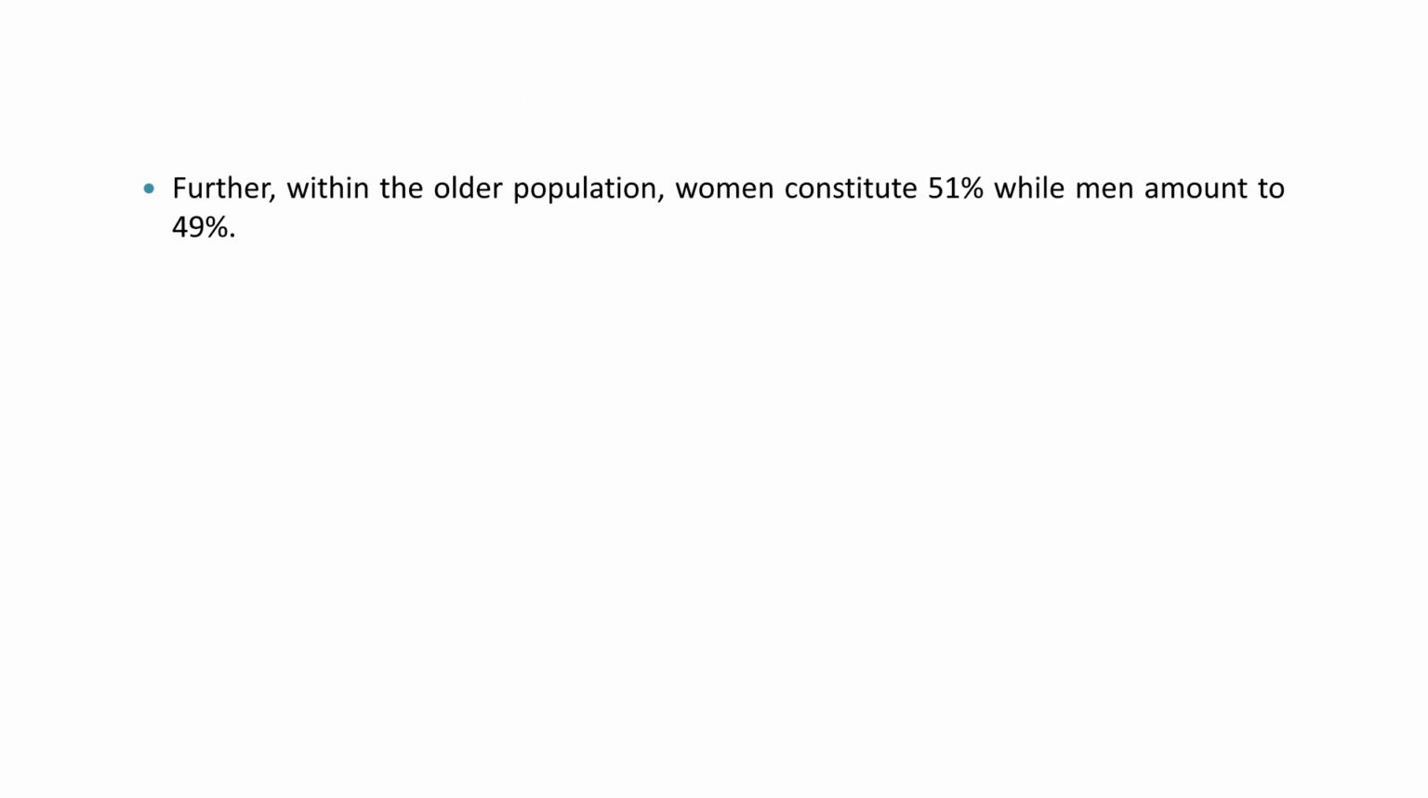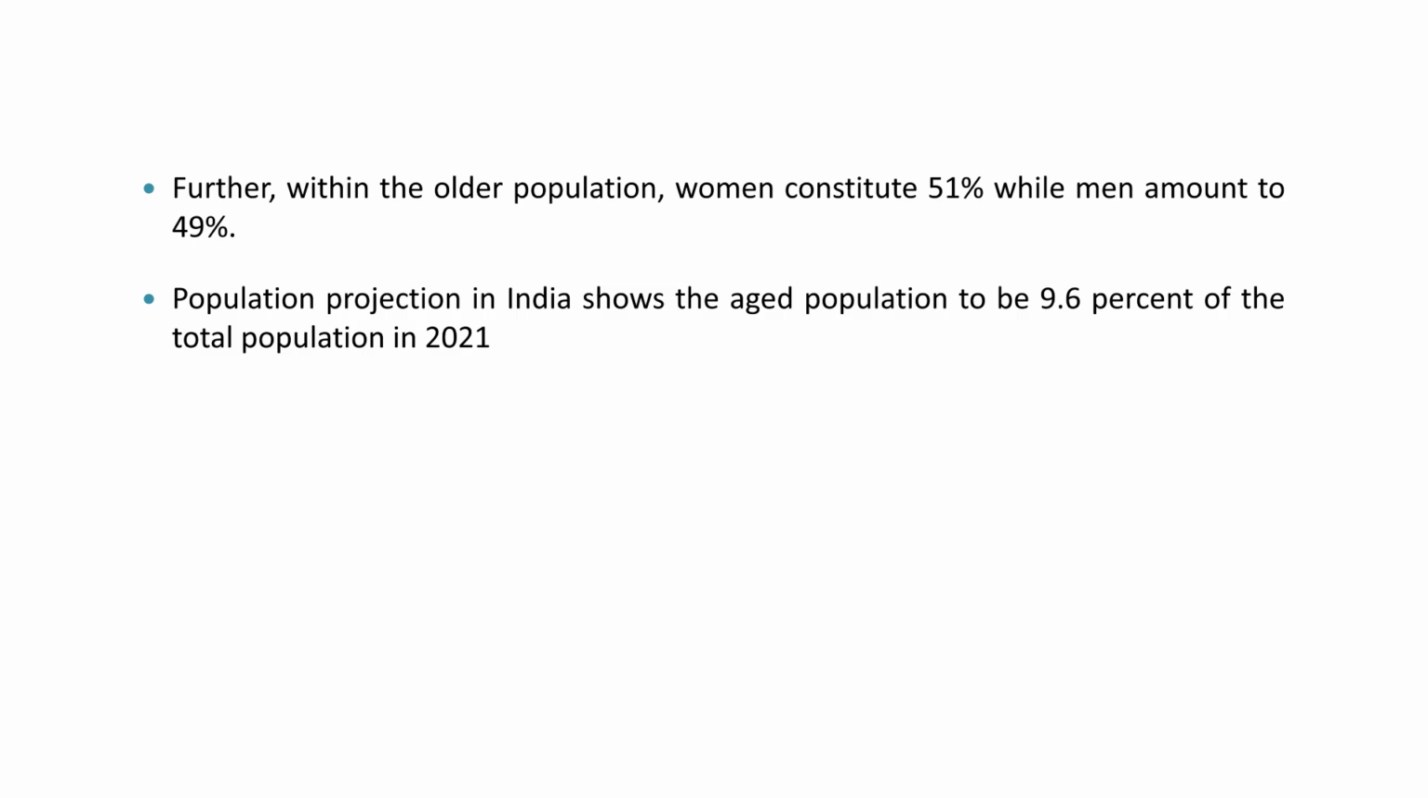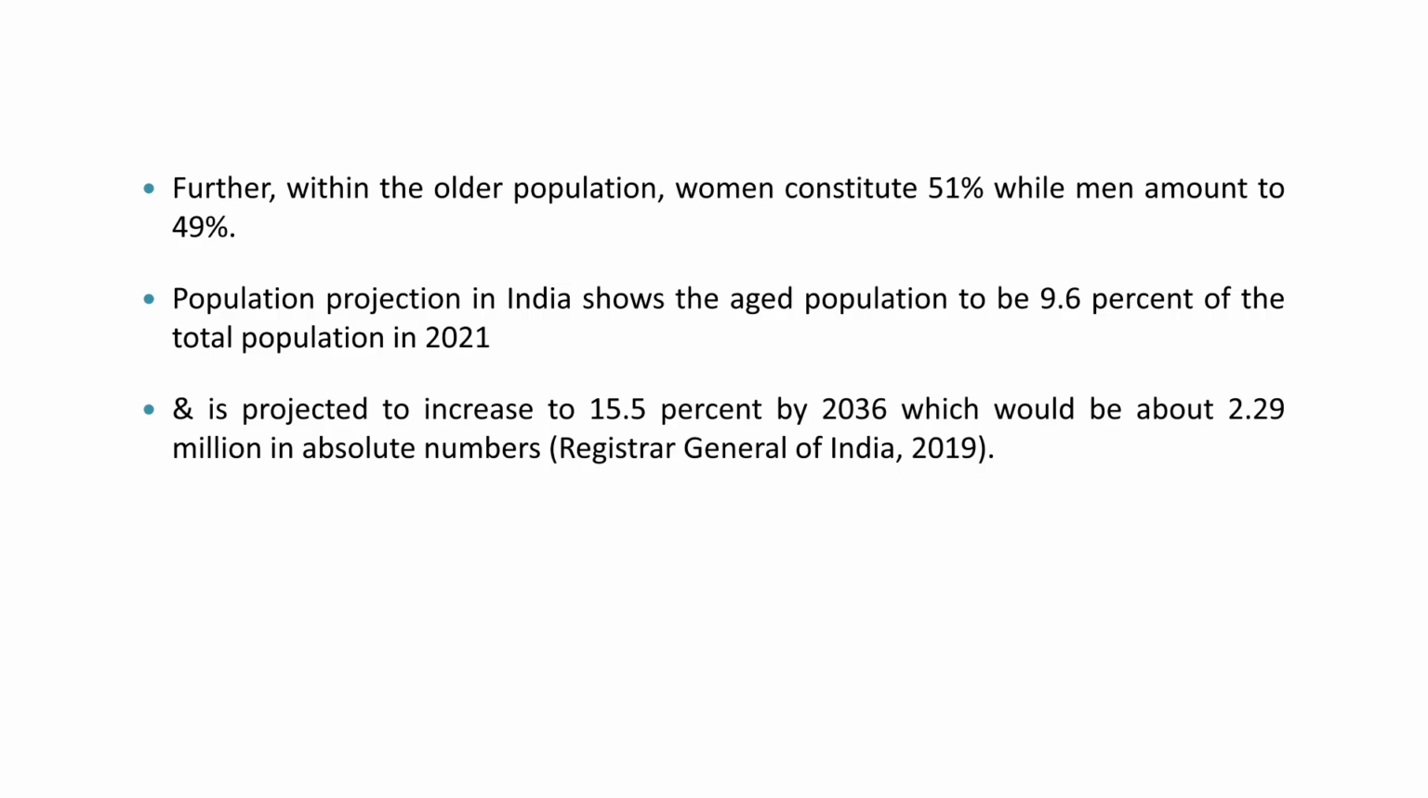Further, within the older population, women constitute 51%, while men amount to 49% only. Like the world, even in India, the older population itself is undergoing the process of aging. If we talk about population projection in India, it shows that 9.6% of the total population will be older persons in 2021, and it is projected to increase to 15.5% by 2036, which would be about 2.29 million in absolute numbers, as per the Registrar General of India 2019.